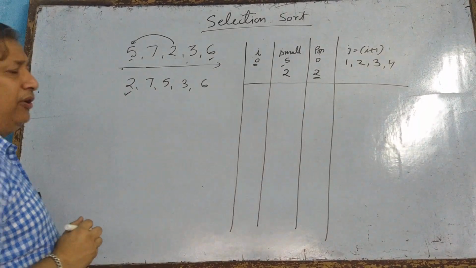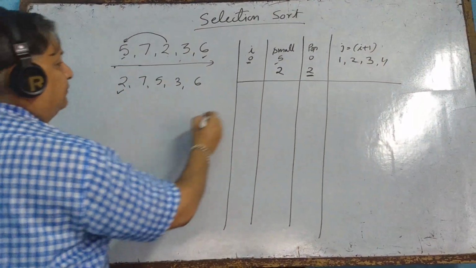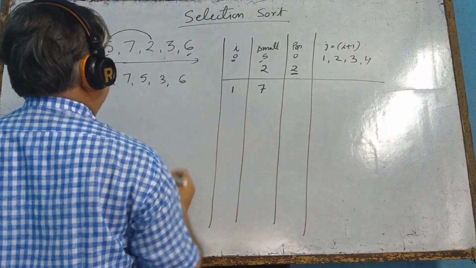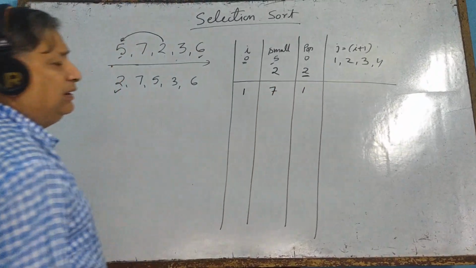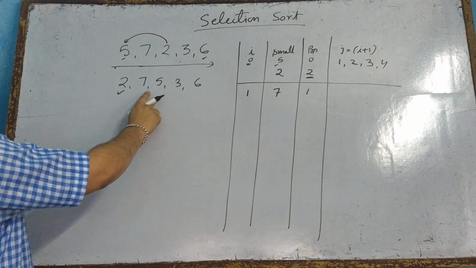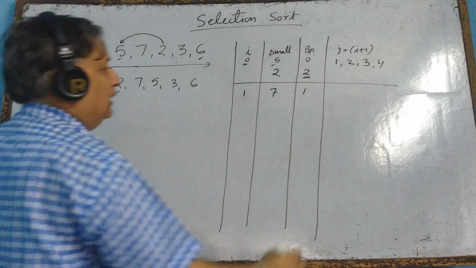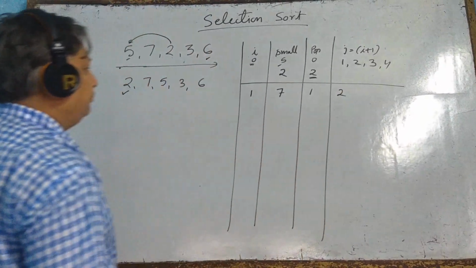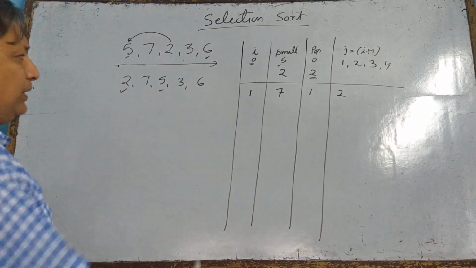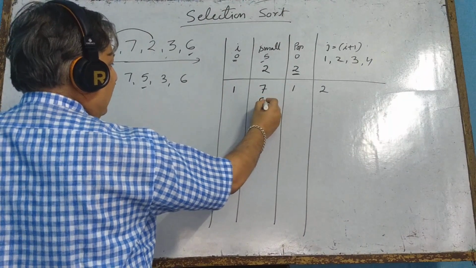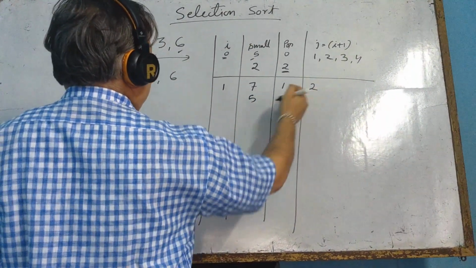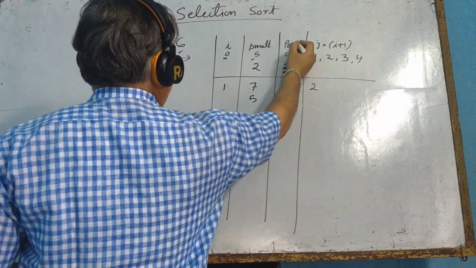Now we will start looking for the number at index number 1. So the number at index number 1 is 7 and the position of 7 is 1. For this location we will start looking for the smallest number from I plus 1, that is 2. So what is at index number 2? 5, which is less than 7. So 5 is the smallest number till now and it is present at index number 2, that is J.